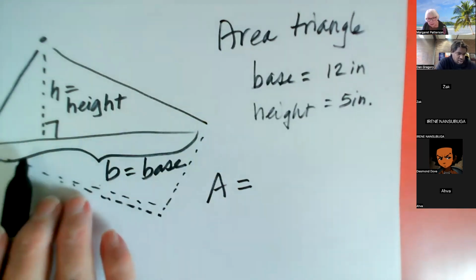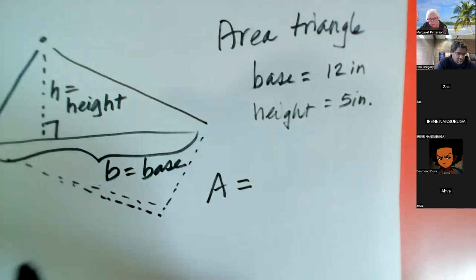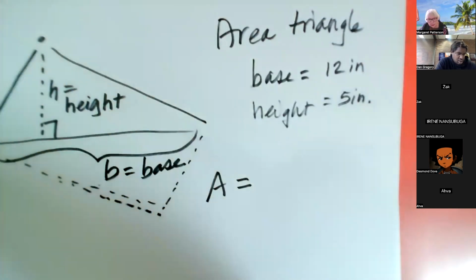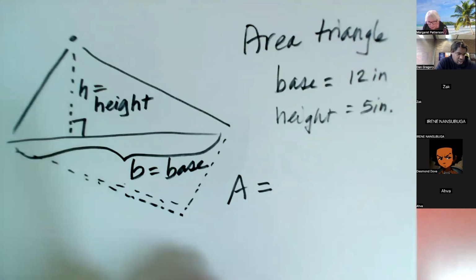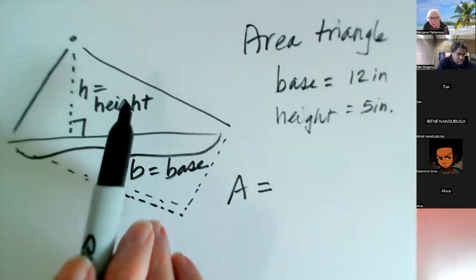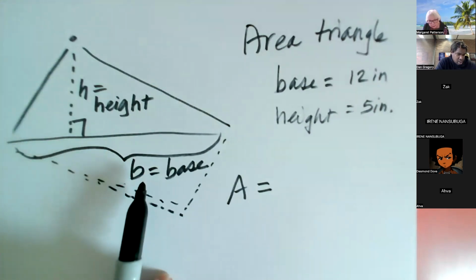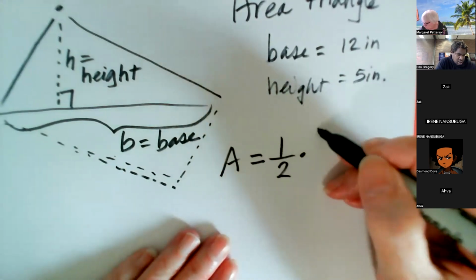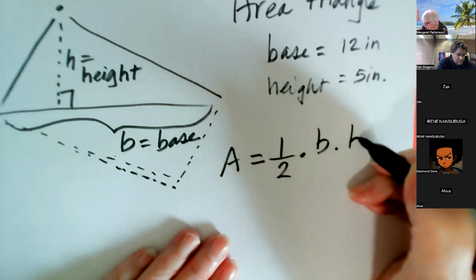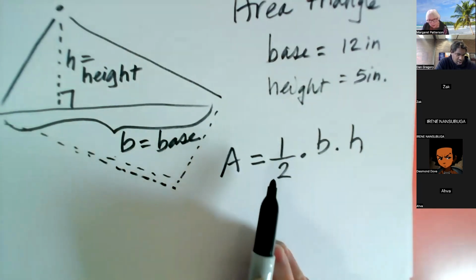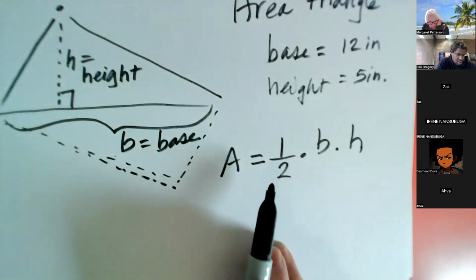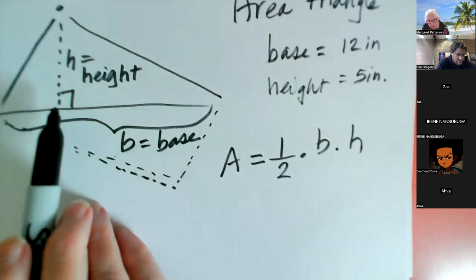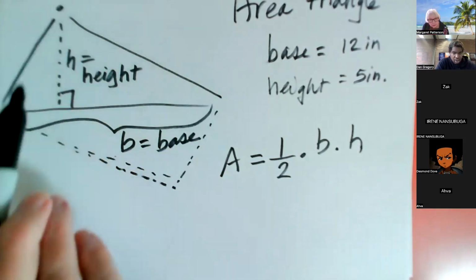We have to multiply the base times the height. And hopefully we remember that it's only going to represent half. So this is your formula, 1/2 times the base times the height. And I'll write all these formulas down for you, but the truth is you can see it from the picture.